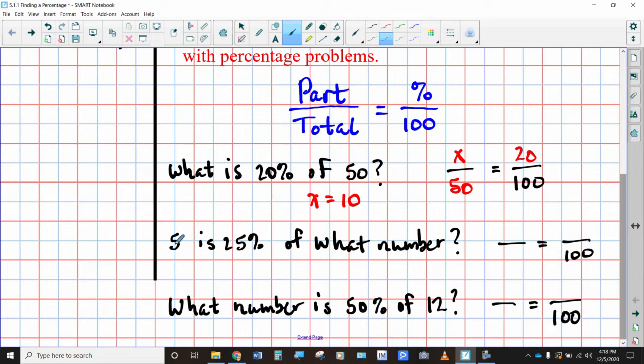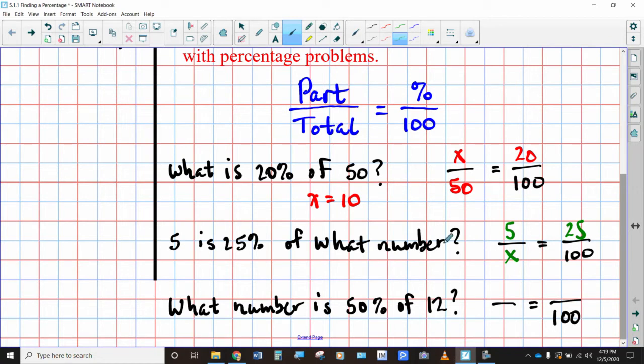Okay, for the next one, it says 5 is 25% of what number? We know the percent is 25, so I'm going to go ahead and put that there. 5 is 25% of some number, and remember, the "of" always implies the total. We don't know what the total is in this situation, but we know that 5 is a part of it and corresponds to the 25%. So those two are going to go in the numerator. And remember, the total corresponds to 100% always, so the total always goes on the bottom.